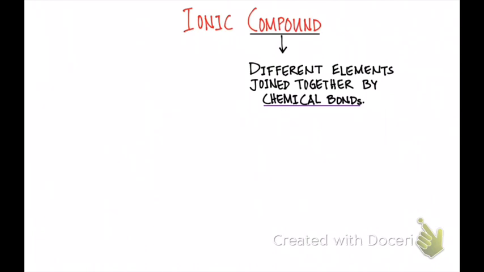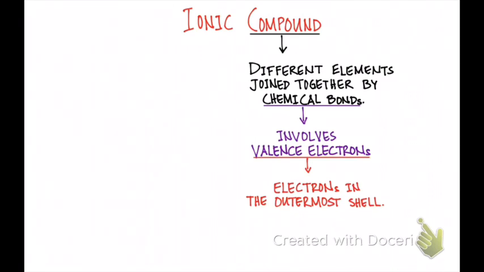Now, these chemical bonds involve valence electrons. And if you remember from the previous lesson, valence electrons are the ones that are at the outermost layer of an atom or an element, right? They have high energy. And so these are the electrons that are involved in chemical bonding, in chemical reactions. Okay, so chemical reactions involve breaking bonds and formation of bonds.